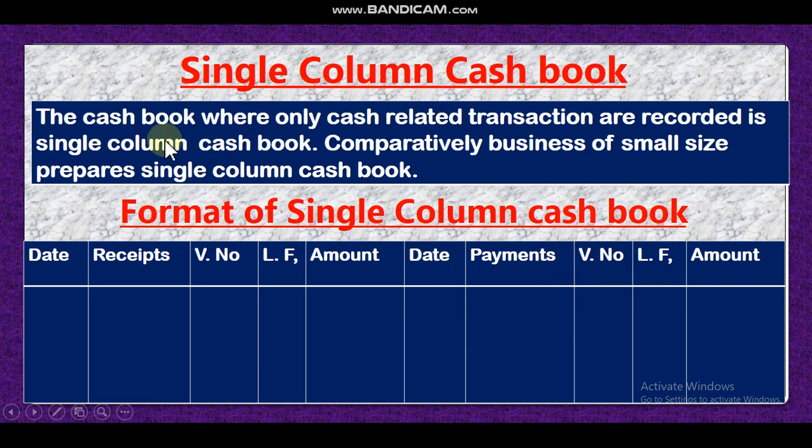Dear student, single column cash book. The cash book where only cash related transactions are recorded. That means no bank related transaction will be recorded here. Only cash. If cash comes in, it goes on the debit side, receipt side, and if cash goes out, on the credit side, payment side. Comparatively, businesses of a small size prepare single column cash book.